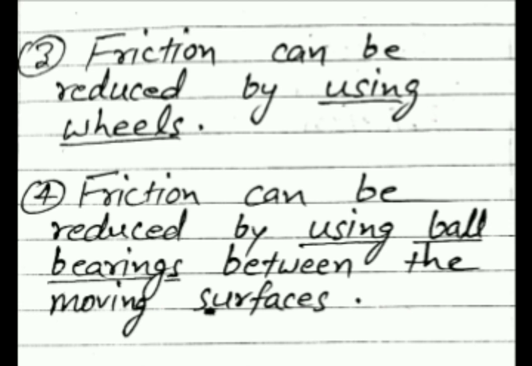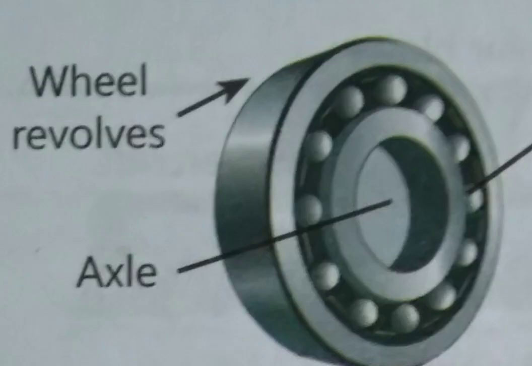Now see the fourth method to reduce friction. Friction can be reduced by using ball bearings between the moving surfaces. Students, here ball bearings are devices designed to make the moving parts of a machine roll over each other.